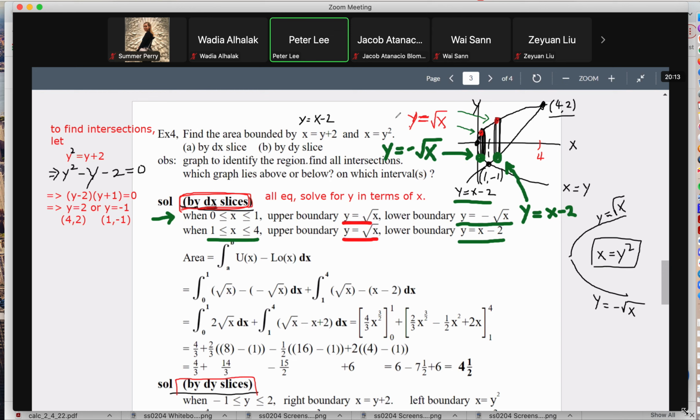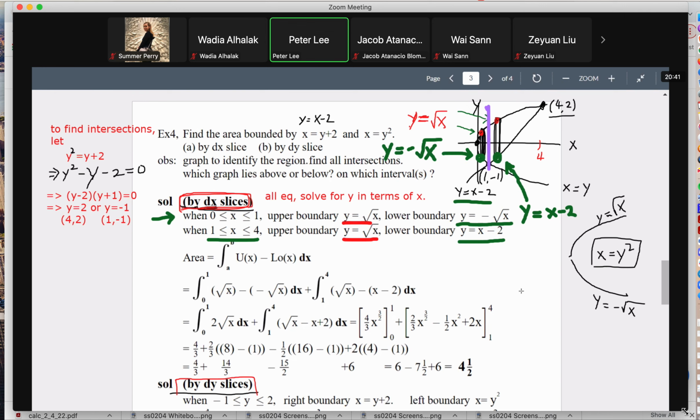So in this case, let me use a purple here. We have to split this at this point. Split the interval right here. At the purple line, we have to split. Why? Because the lower boundary equation is different. Again, the lower boundary function is different, and because there's a difference in the equation, this is the reason why we have to split.